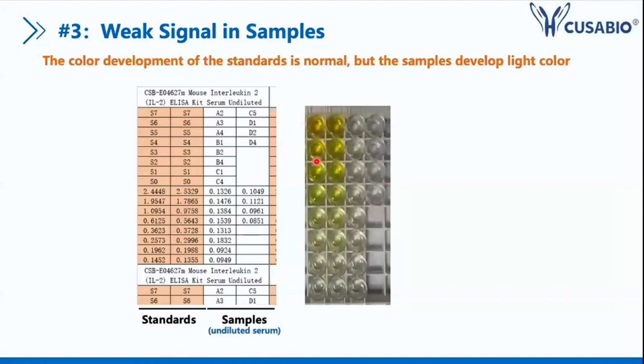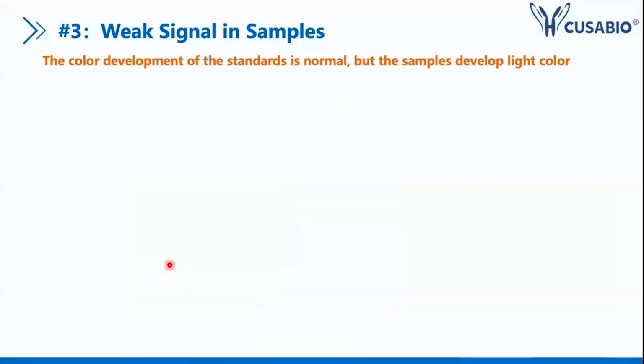There's a very clear gradient here, and the OD values have a very good range. But when we come to the samples, you see the colors are pretty clear, and the OD values are quite below the suggested low concentration group. That is a little bit odd, right? For this problem, I will say that most of the possible causes come from the samples.